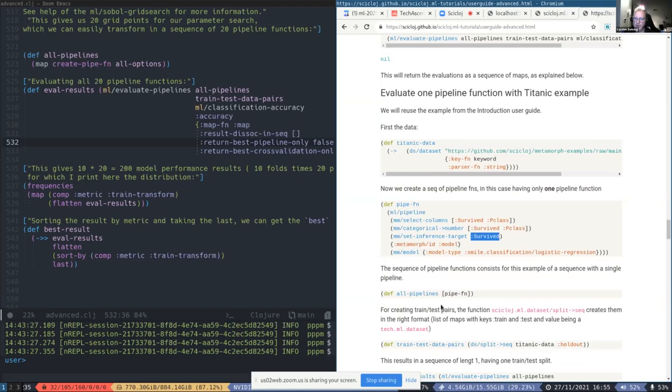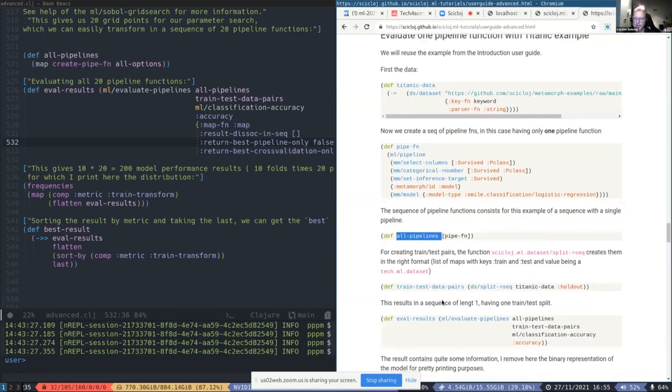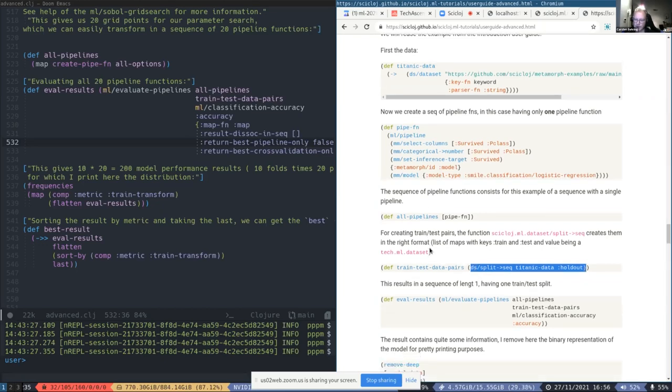As I said before, the evaluate function takes a number of pipelines, but we can give it just one by making a sequence of one pipeline. That we do here. So we start with the sequence of pipelines being just one pipeline, and the same for the models and the same for the training data. The function can take pairs of test train data, but we can also start with one pair. So now we have one pipeline function and one pair of train test split, very similar to what Daniel was showing.